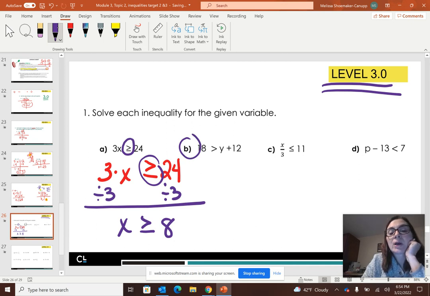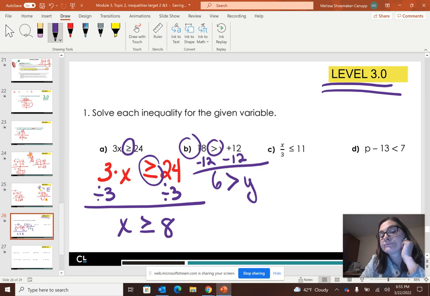Okay, B, here we go. 18 is greater than y plus 12. Well, I don't even worry about this. I'm just copying it. What's the opposite of adding 12? Subtracting 12. So then I'm going to have y is less than 18 minus 12 is 6.